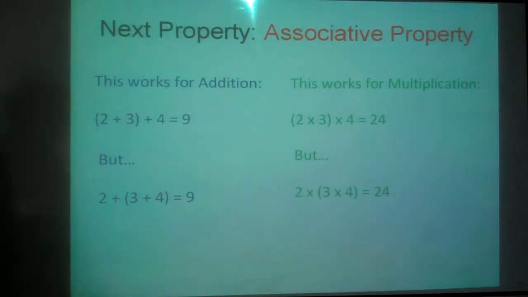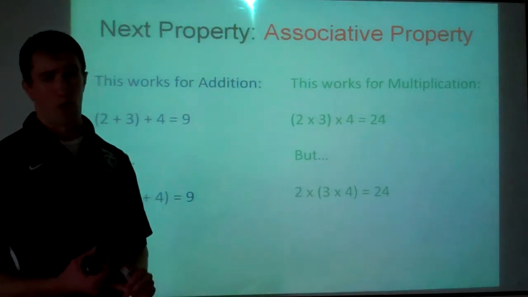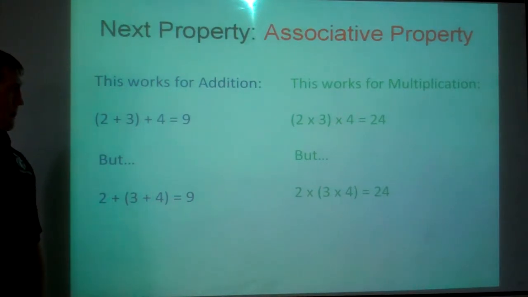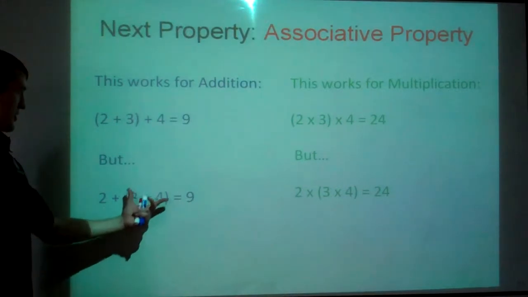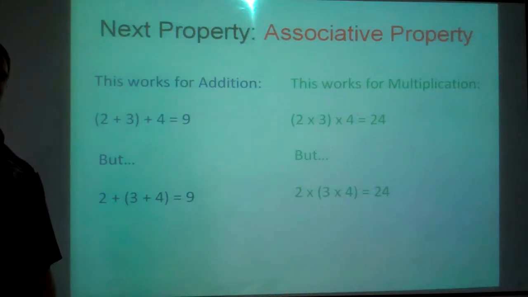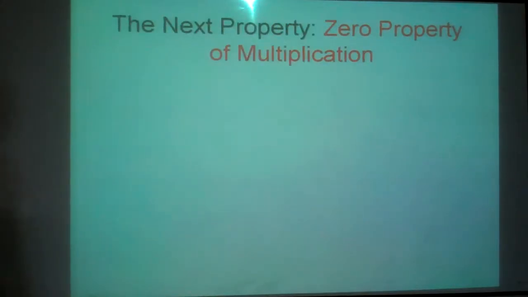So really what we want to look for with these properties is, did the order of my numbers change? If the order of the numbers changed, it's probably commutative. Okay? If the order is the same, but your parentheses got switched in some fashion, that's associative. So notice how the order of the numbers did not change for these. We already talked about that.